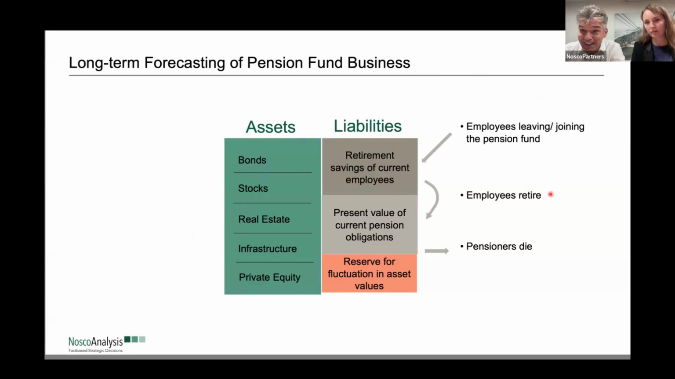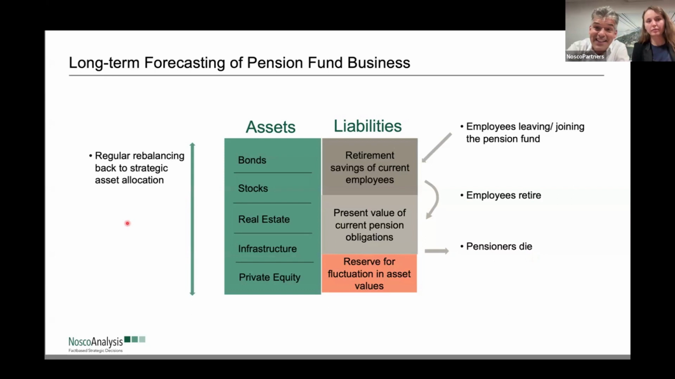That's what Veronica explained before. Then these become new annuities that are added to the pensions, and then pensioners are dying. That's the liability side. On the asset side, of course, periodically, every 3 or 6 months, we rebalance back to the strategic asset allocation. So this is the ongoing business.